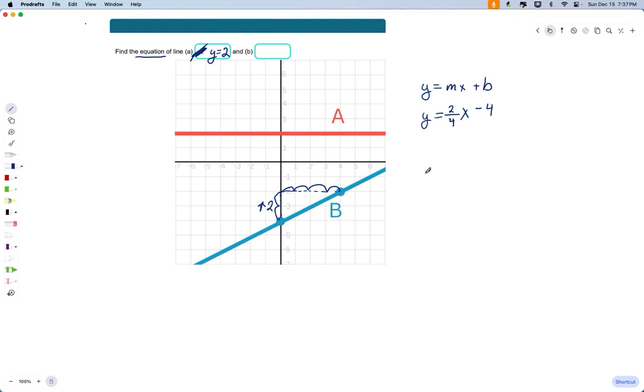Y is equal to 1 over 2x minus 4. That is your equation for line B. And that's what you would write right here. Y is equal to 1/2 x minus 4.